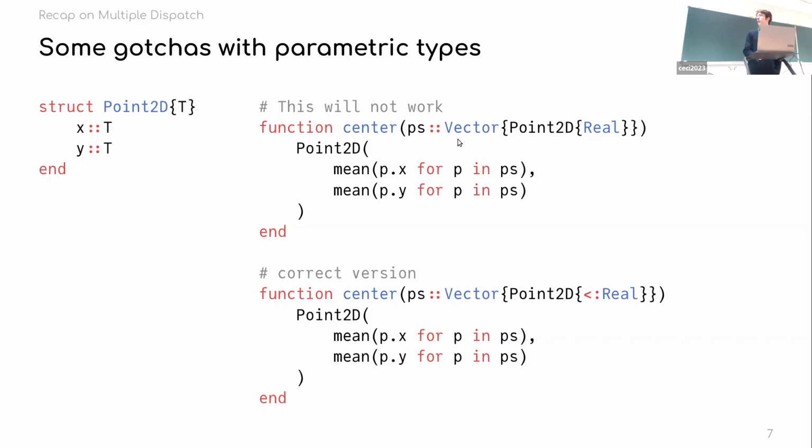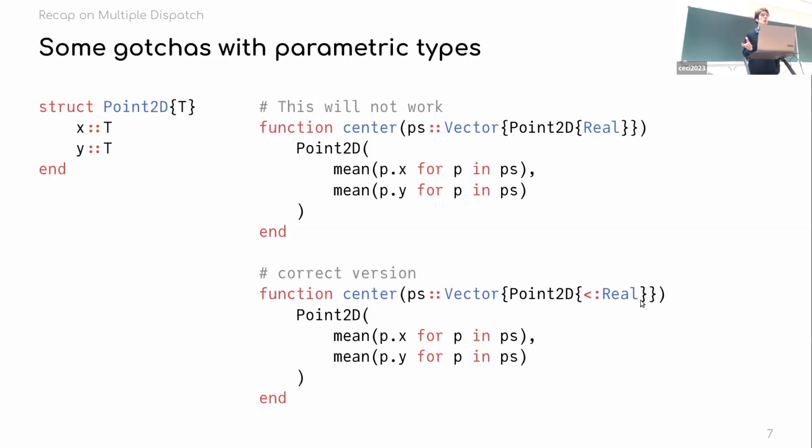And you might try something like this. So I take a vector, a one-dimensional array of points, of element type real. But if you were to try this, this would not actually work. The reason is that the vector of points of real is different from a point of, in this case, a subtype of real.